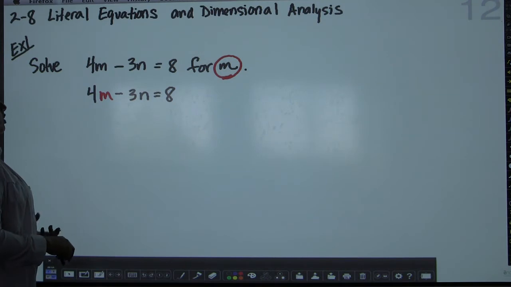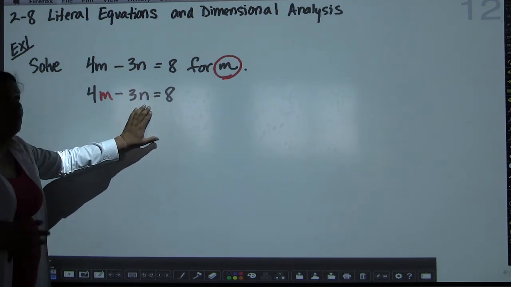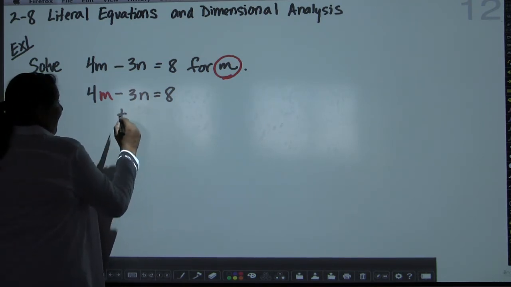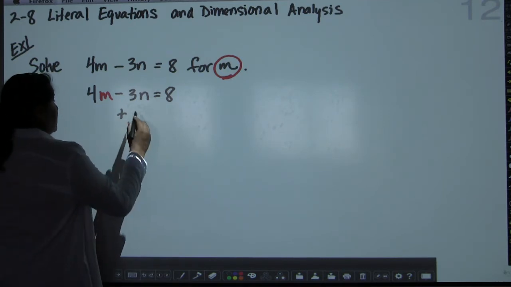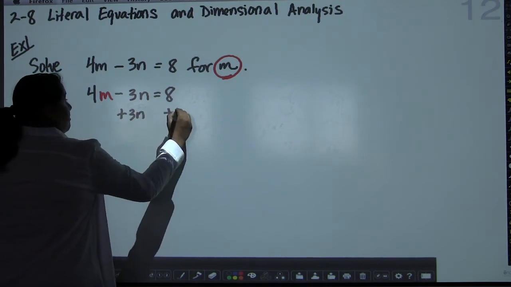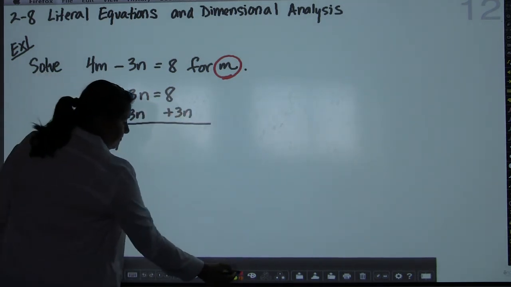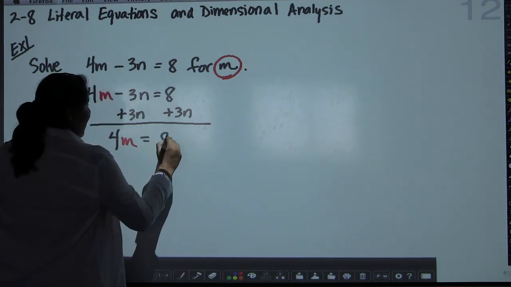So at this point, you solve the problem like you normally would. You treat 3n as a normal number. If that didn't say 3n, if it said 37, then all we would do is the opposite, which is add the 37. It's not 37, it's 3n. So we're going to do the opposite, which is to add 3n to both sides. That's going to leave you with 4m equal to 8 plus 3n.